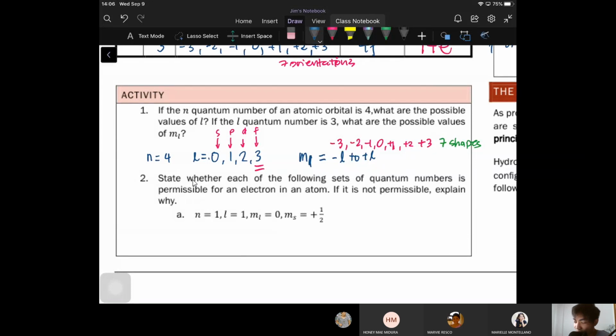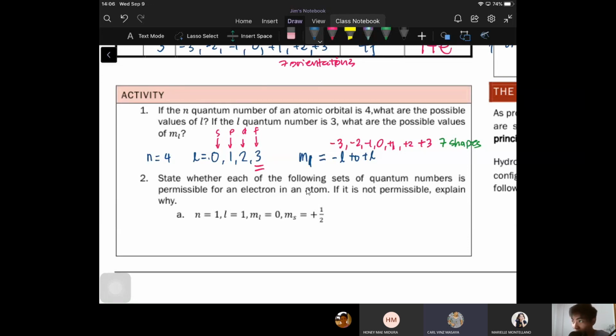Okay, so, punta tayo sa number 2. Any questions pala muna? Or may gusto i-clarify? Sige, okay, use your microphone. Okay lang. Wala pa naman.